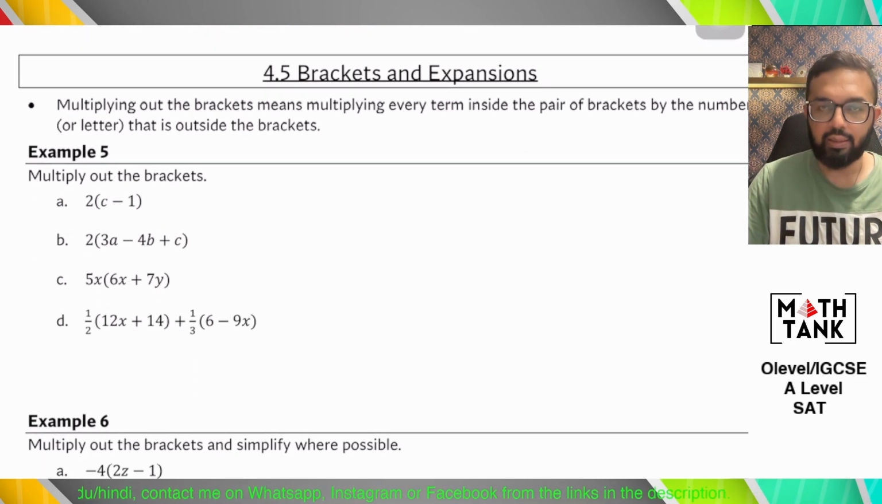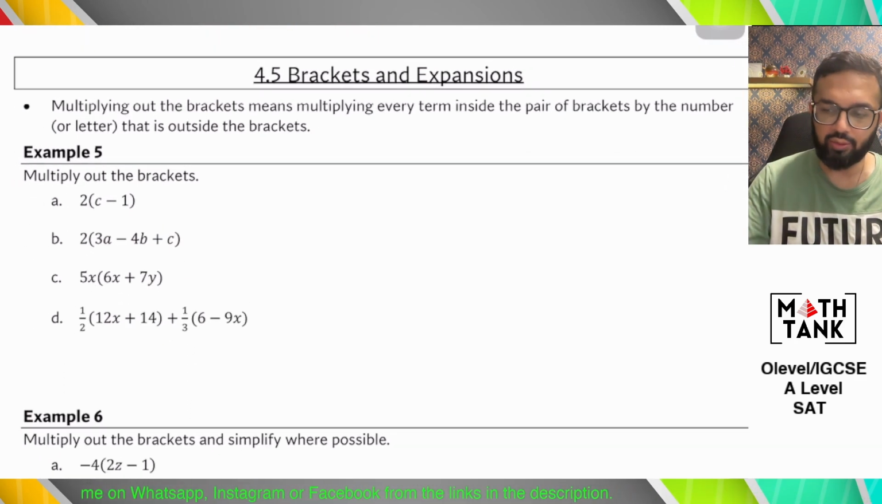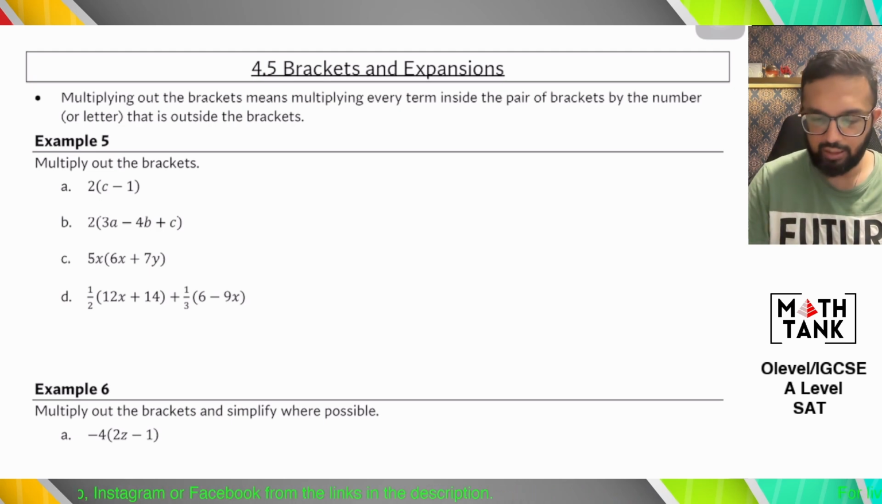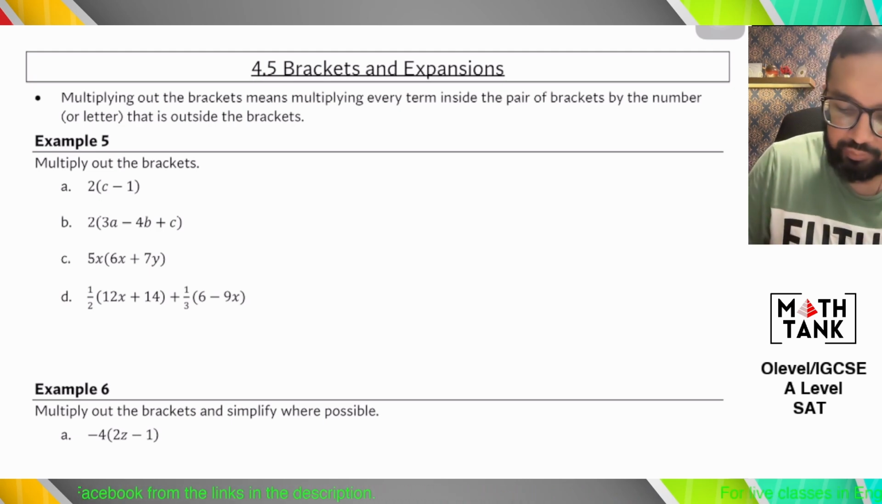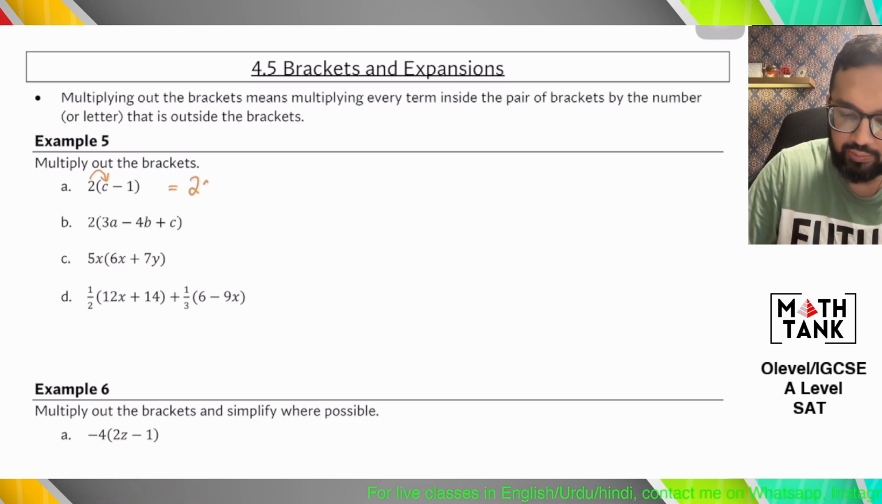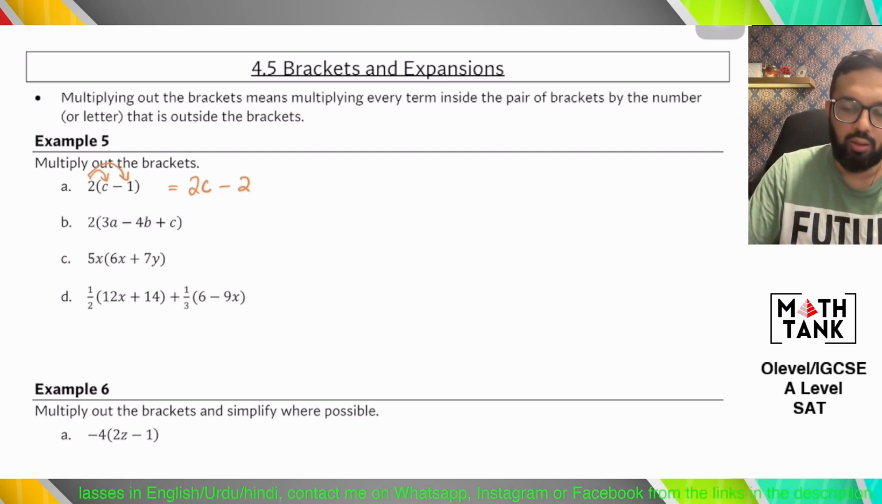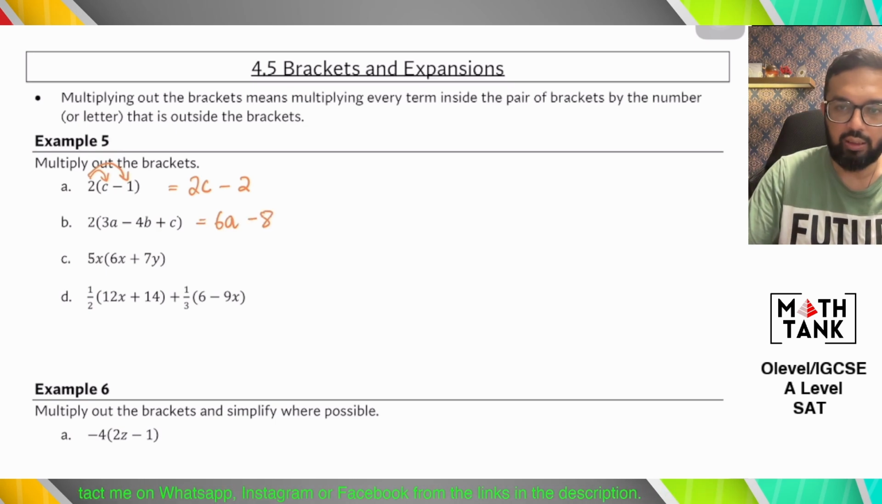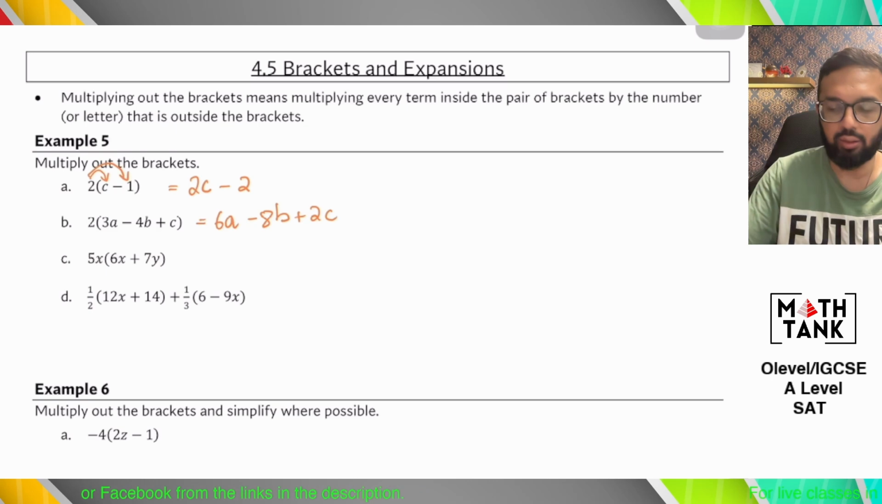Okay, for brackets and expansions, we have a strategy and we'll talk about that. Whenever you have brackets, remember that all terms outside the bracket multiply with terms inside the bracket. So this gives you 2c, and 2 into minus 1 will give you minus 2. Then 2 into 3a gives me 6a minus 8b plus 2c. If something is being added, subtracted, you do that, but in this case it won't.